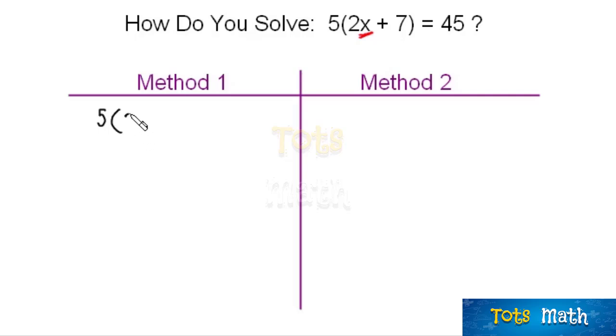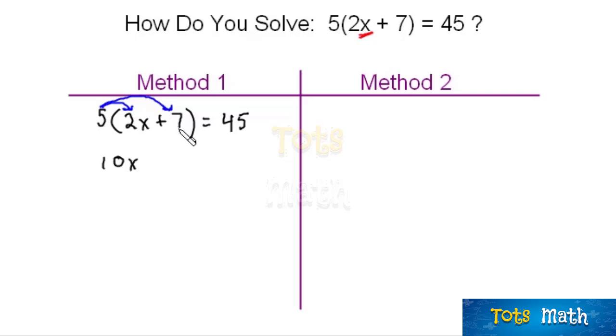And the first step would be to write the given equation. So 5 times the quantity 2x plus 7 is equal to 45. Now I'd like to remove the parentheses from this equation, and I can do that by multiplying each part of this expression by the number 5. So I'll multiply 5 times 2x and 5 times 7. And when I do that, I'll be using something called the distributive property of multiplication.